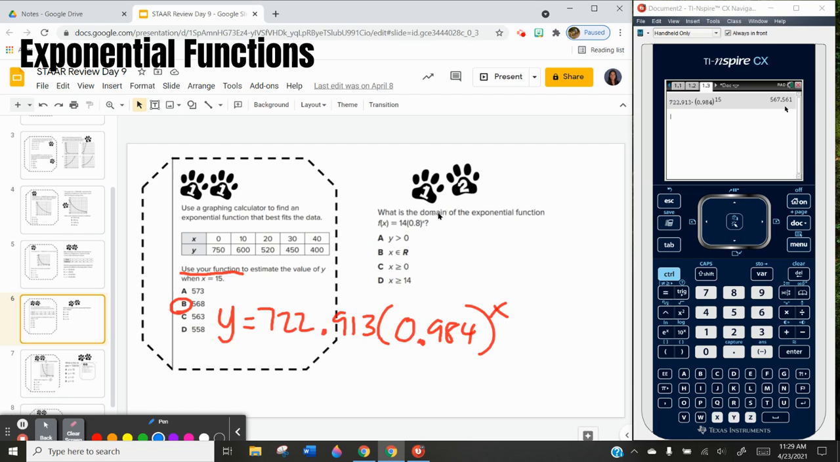Problem number 12. What is the domain of the exponential function f of x equals 14 parentheses 0.8 raised to the x? So here we have a graph and your y-axis is the start value, which is right at 14. Since the base inside parentheses is less than 1, that means that the graph is going down. So remember that your exponential function hovers right above the x-axis, although it does continue to go down.